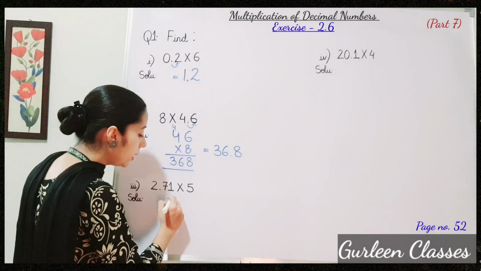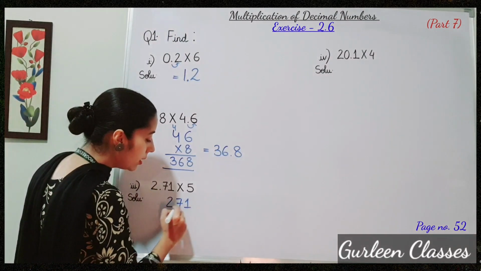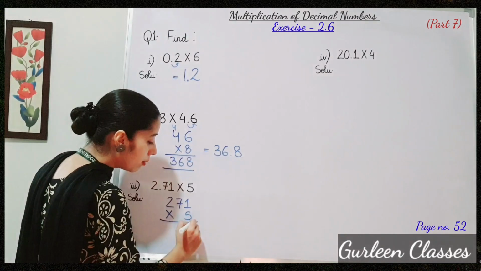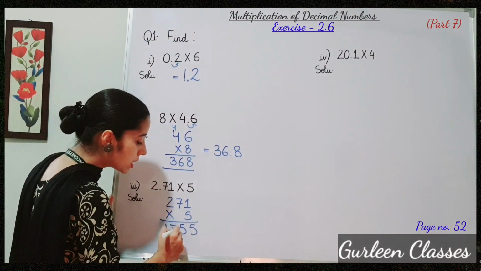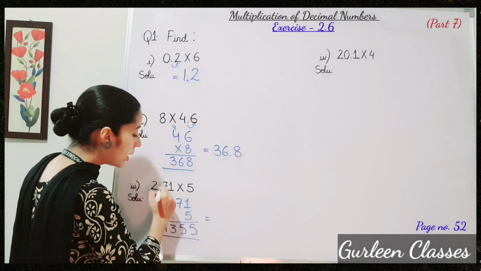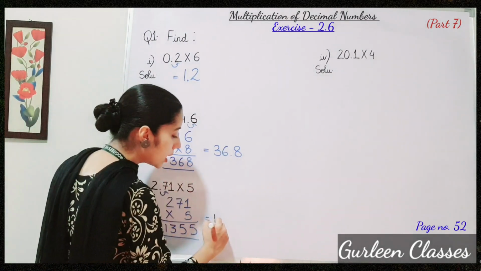C) 2.71 into 5. Ignore the decimal point. 271 into 5. 5 1s are 5. 7 5s are 35. 5 2s are 10 plus 3, 13. So after the decimal point you have 2 digits. Your answer is 13.55.